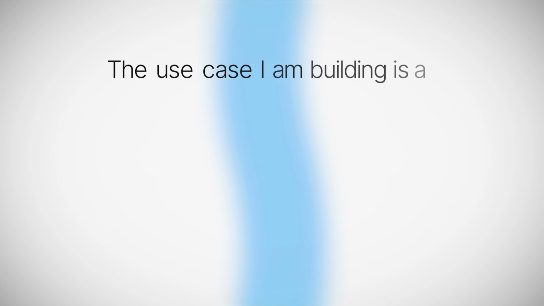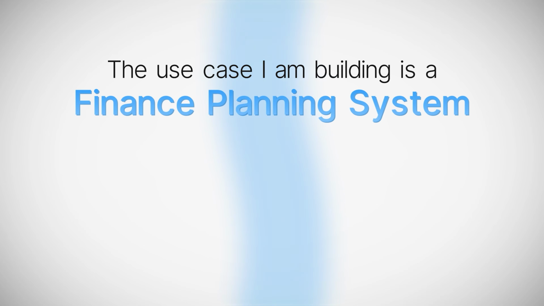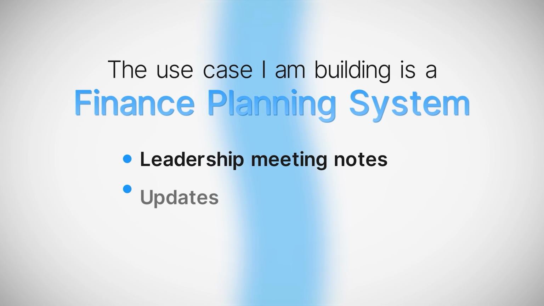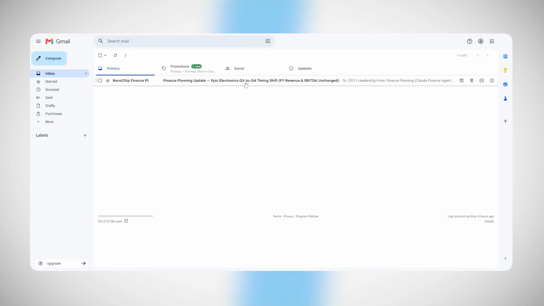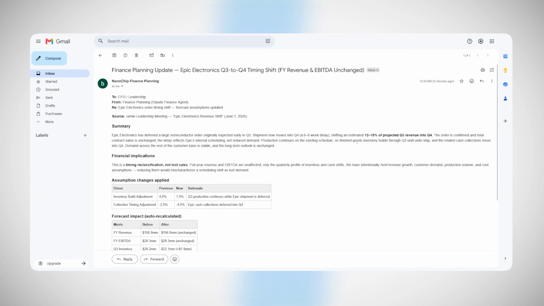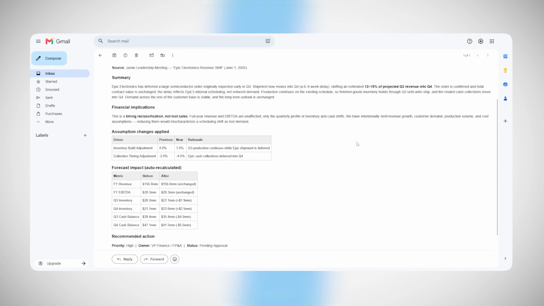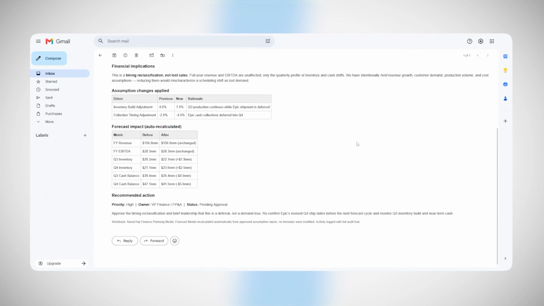Now, the use case I'm building is a finance planning system that reads leadership meeting notes and updates a live forecast model automatically. Now, this is just the example here. Once you see how the system is built, you can then point it at any recurring workflow in your finance operation.